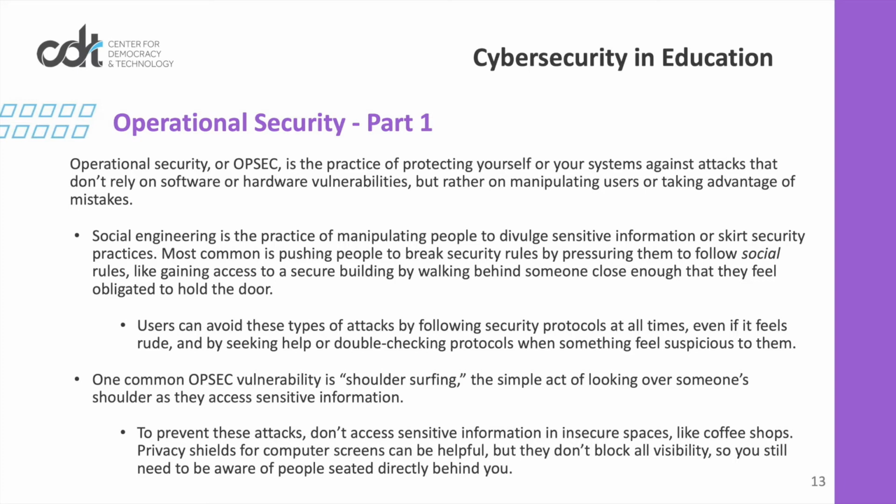Another common OPSEC attack is shoulder surfing, where someone looks at a user's screen over their shoulder, potentially allowing them to see information they're not authorized to see. To avoid these attacks, only access sensitive information in safe spaces like an office. And even if you're using a privacy screen, try to stay aware of the people seated around you.